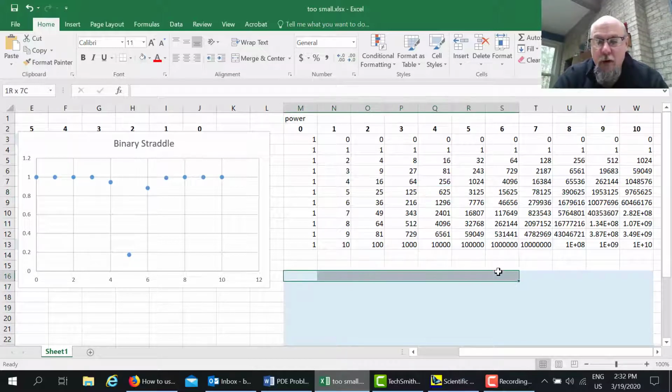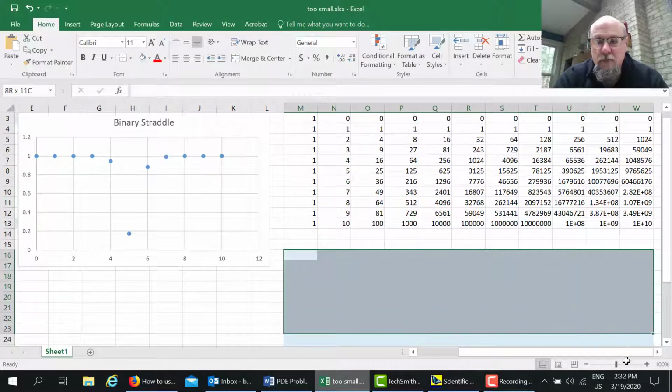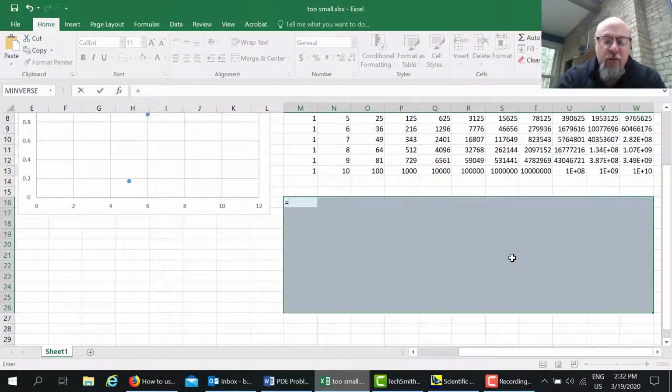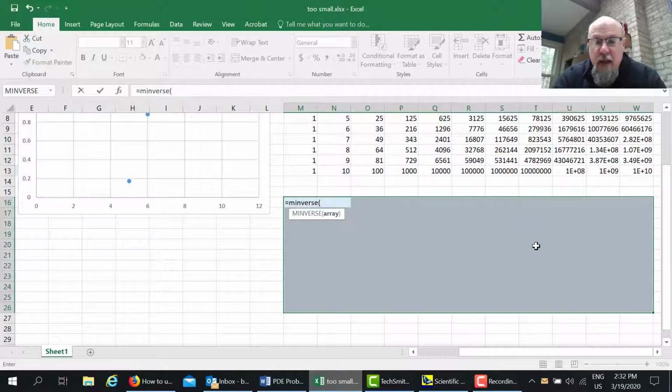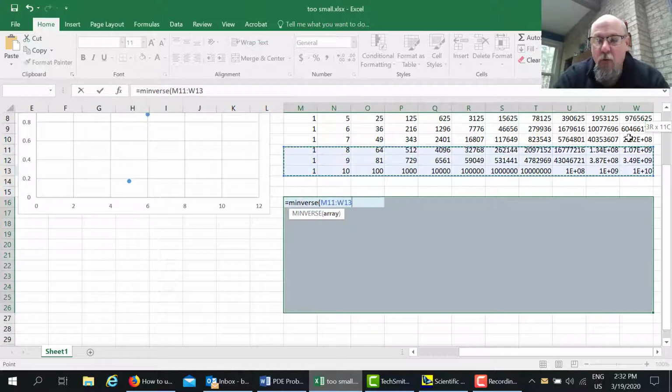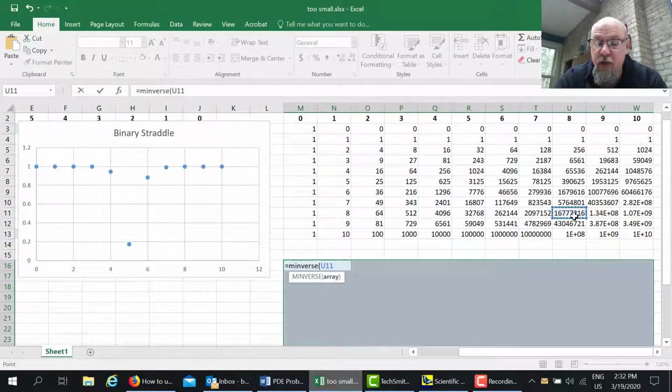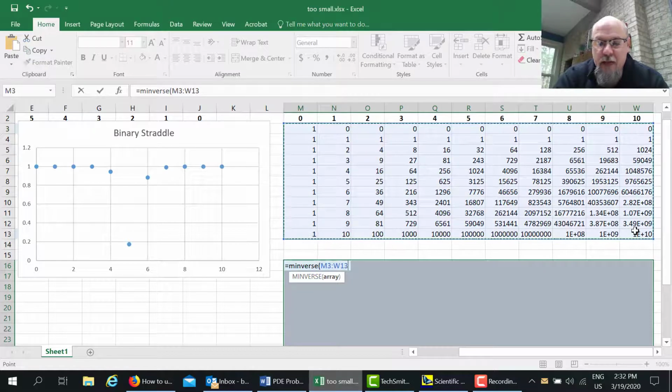So I want that to be equals. Now here's the command. It's inverse, but it's for a matrix, so it's MINVERSE. And I want to MINVERSE this whole array. Now, if I hit return, it's only going to fill in that one cell. So before I hit return, oh wait, it didn't catch. I wanted to inverse all of that. Now it caught.